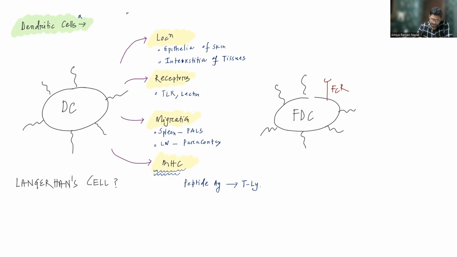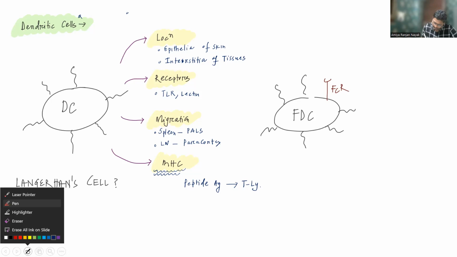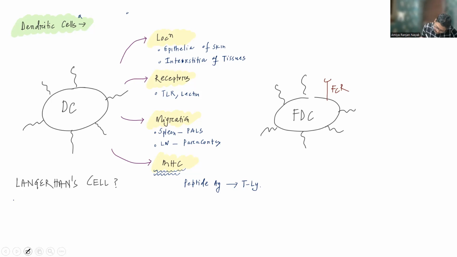Okay. Now, what are Langerhans cells? Langerhans cells are nothing but immature dendritic cells which are present in the epidermis of the skin. These are actually a type of immature dendritic cells that are present in the epidermis of the skin.